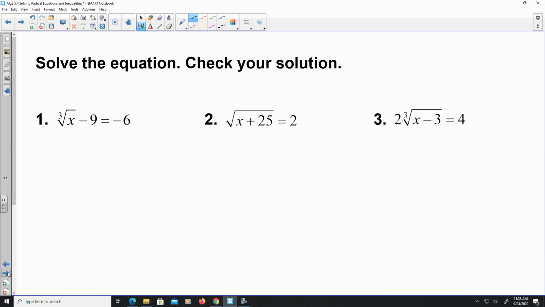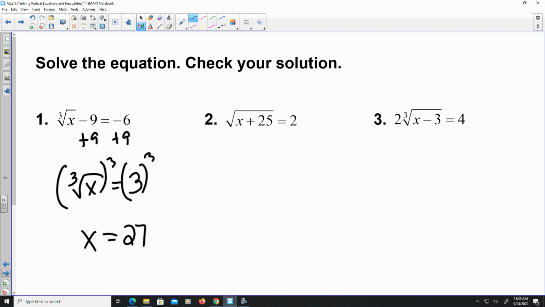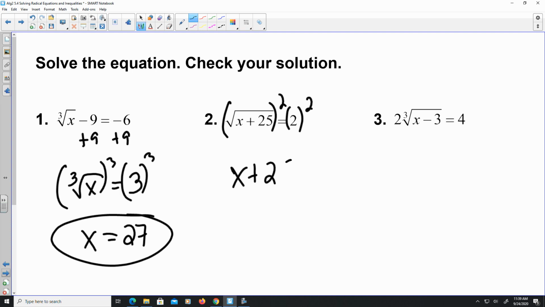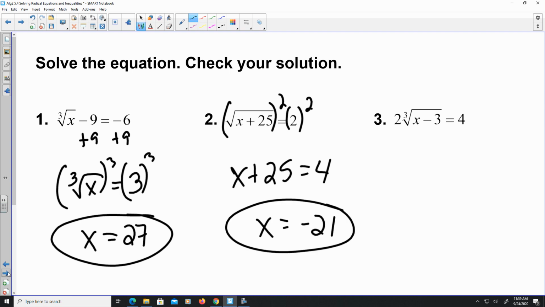So here are a bunch of other ones. We go ahead and solve. Isolate. Now I've got the cube root of x is equal to 3. Raise things to the third power. So now x is going to equal 27. Over here, you're going to square both sides. So now I've got x plus 25 is equal to 4. Subtracting 25 from both sides, x is going to equal negative 21.